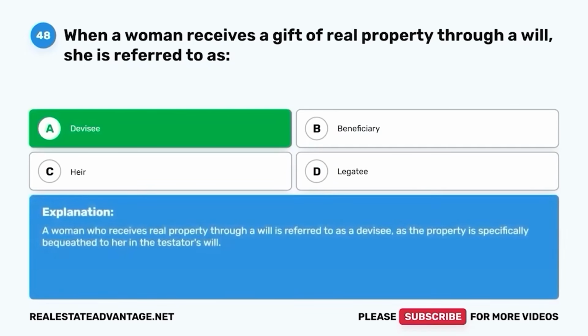Devisee. A woman who receives real property through a will is referred to as a devisee, as the property is specifically bequeathed to her in the testator's will.